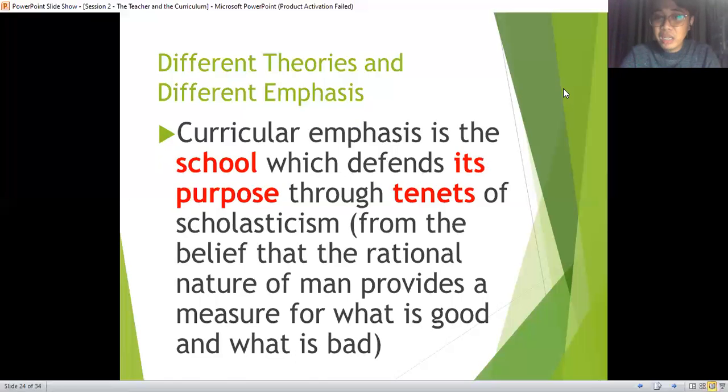Okay, so from the belief, I repeat, that the rational nature of man provides a measure for what is good and what is bad. So if you already gained the knowledge, if you already have the understanding of the world which your school, which the curriculum has taught you, then they believe that you will be able to decipher which one is good, which one is not.